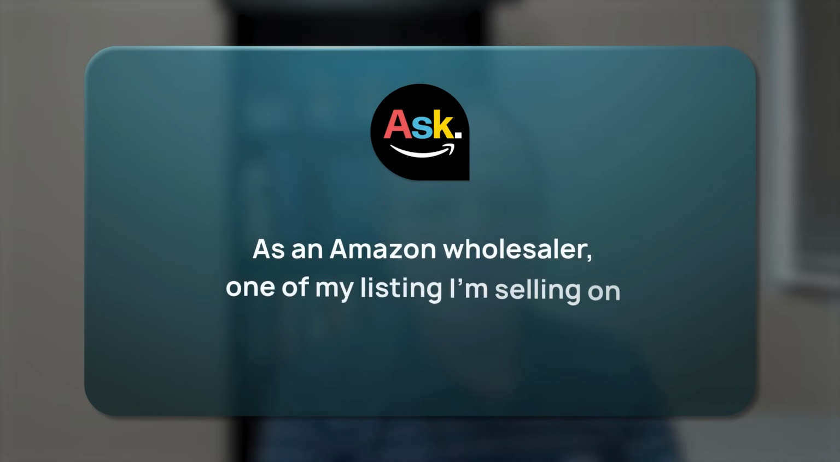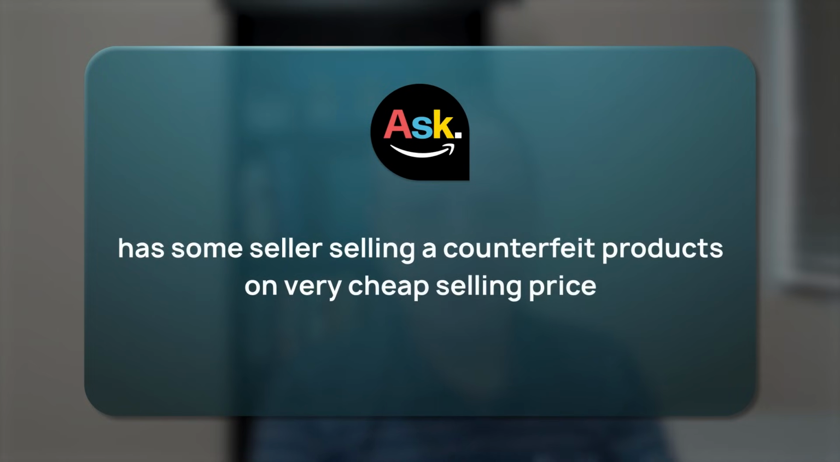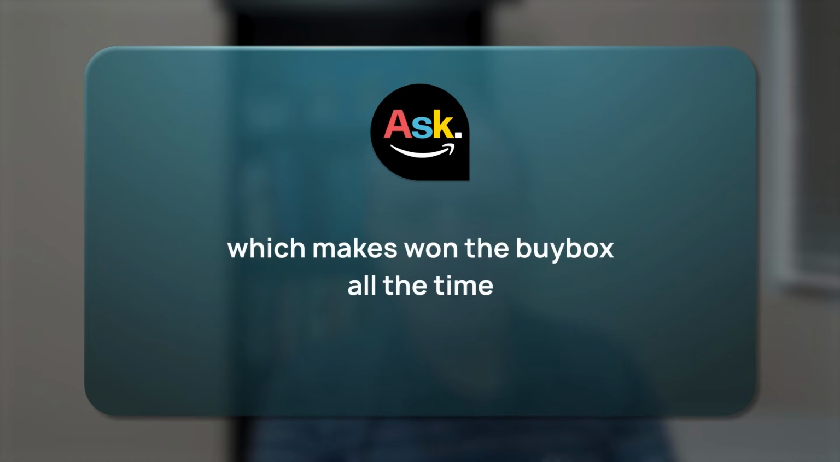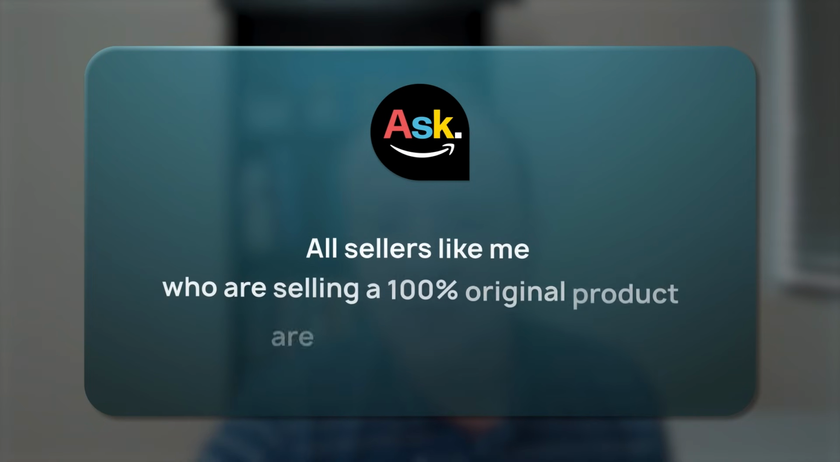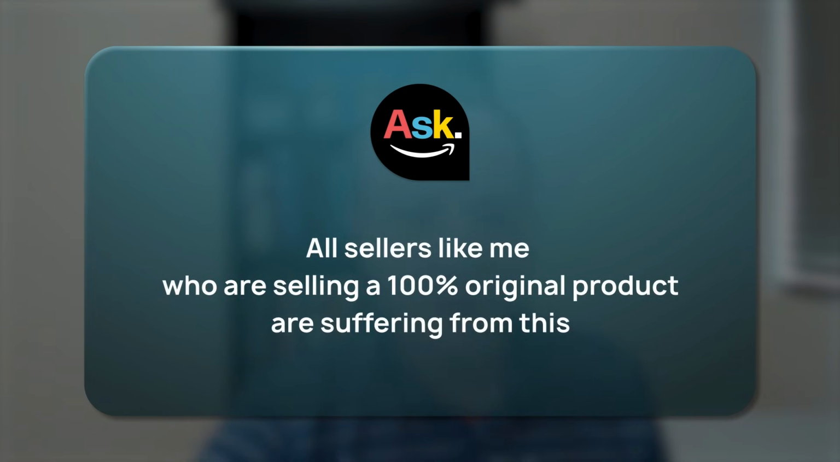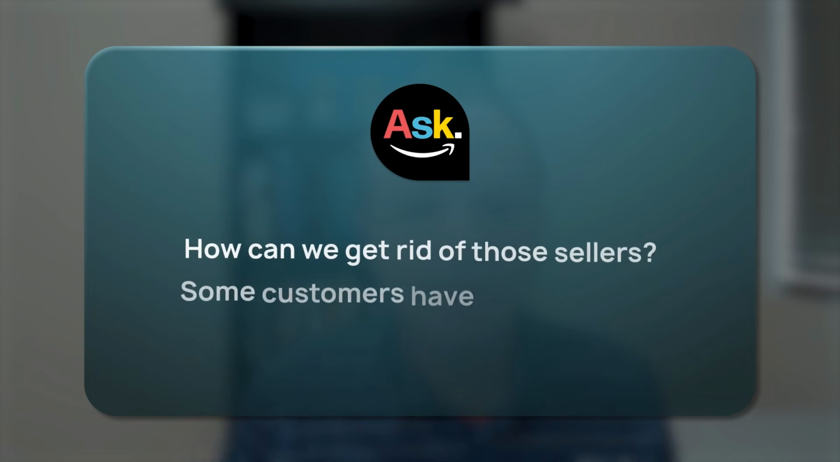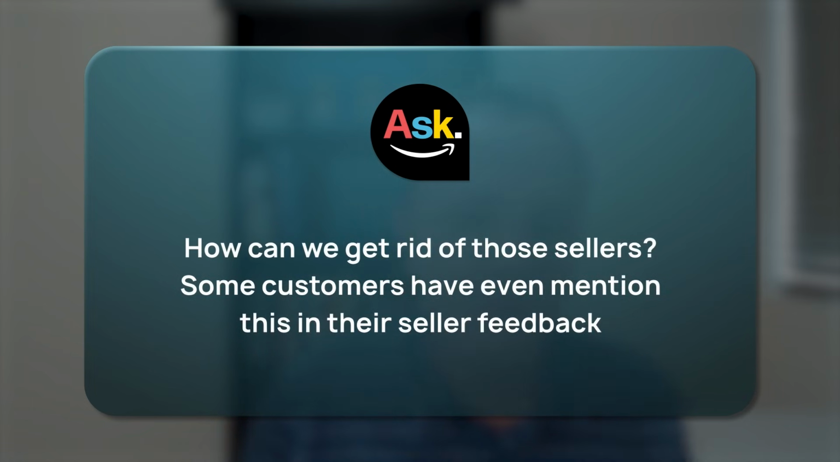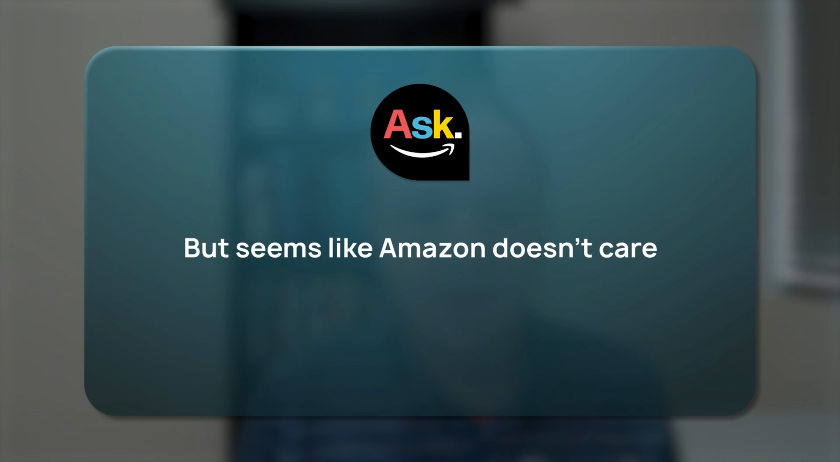As an Amazon wholesaler, one of my listings I'm selling on has some seller selling counterfeit products at a very cheap selling price, which makes them win the buy box all the time. All sellers like me who are selling 100% original products are suffering from this. How can we get rid of those sellers? Some customers have even mentioned this in their seller feedback, but it seems like Amazon doesn't care.